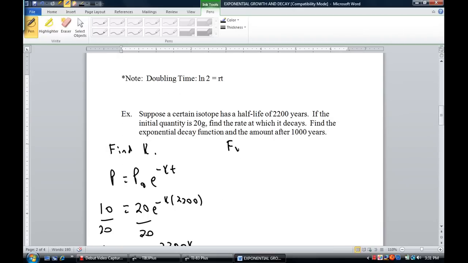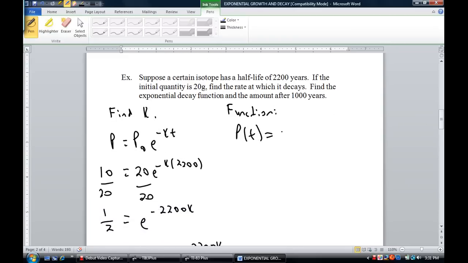Now we're going to find the exponential decay function. So what that function is, it's this, and I probably should have been using this the whole time. P of t. Sometimes that extra variable gets in the way, so I've been leaving it out. But since it's asking for a function, I want to put in correct function notation. I'm going to use P of t because we know what everything else is.